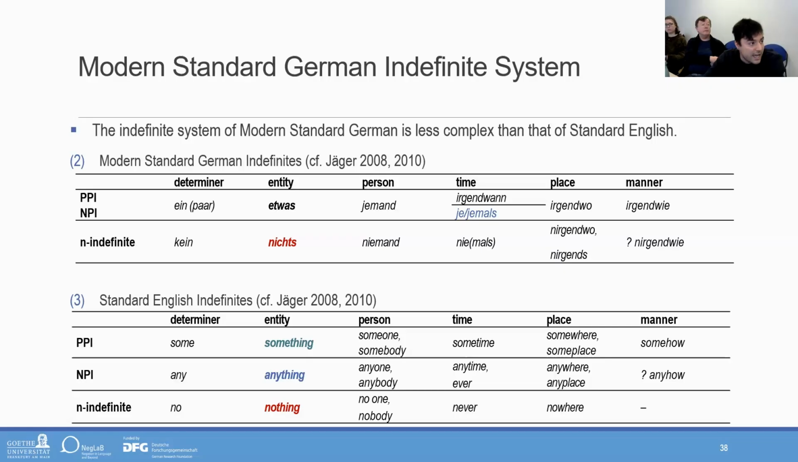But in English, it's not the case. So if you have a PPI context, we need something. If it's an NPI context, anything. And in explicitly, classically negative contexts, we use nothing. But this was not always like that in German.